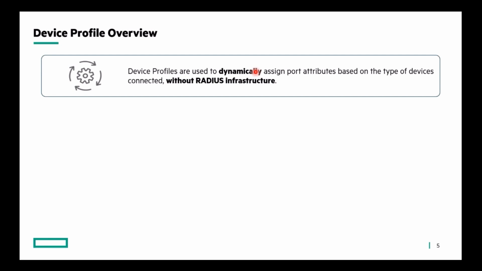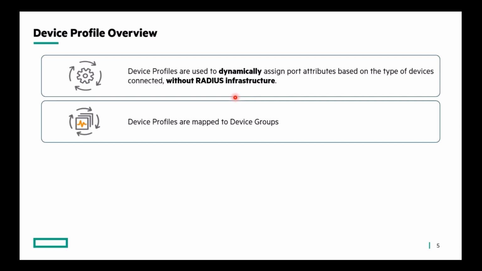Device profiles are used to dynamically assign port attributes. Those attributes are contained in a rule, and those attributes are applied based on the type of device connected. These do not require any RADIUS infrastructure. Thereby it helps in faster and secure onboarding of APs, especially because we are not looking for the RADIUS infrastructure here.